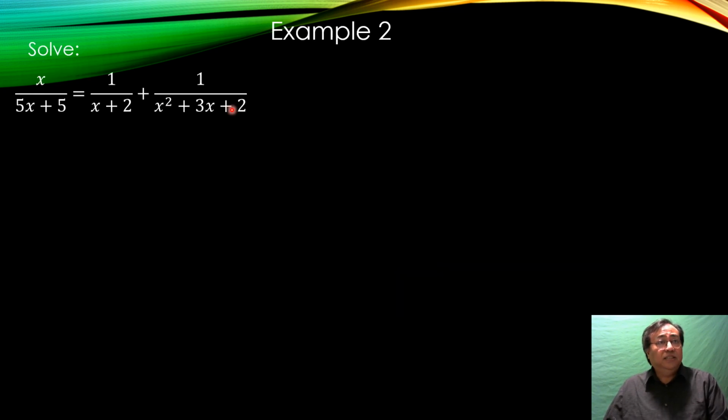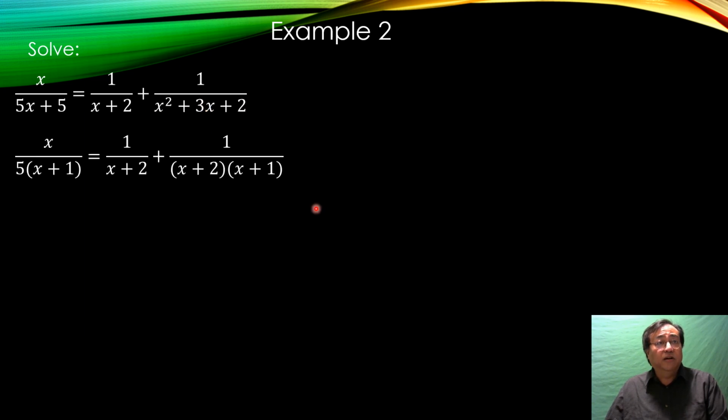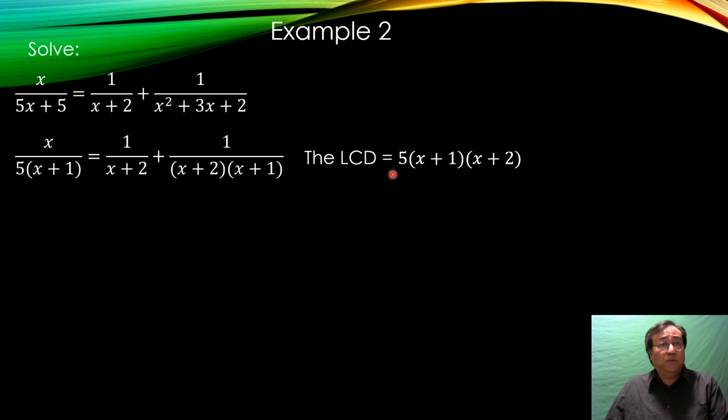Alright, this is a little more complicated, not too much more, but there's something to be factored here. Factor out the 5 from that, and factor x squared plus 3x plus 2 into this, right? 2 times 1 makes 2, 2 plus 1 makes 3. So that's an easy factoring. So what is the LCD? The LCD has to include the x plus 2, the x plus 1, and the 5. So it has to include all these factors. And that's our LCD.